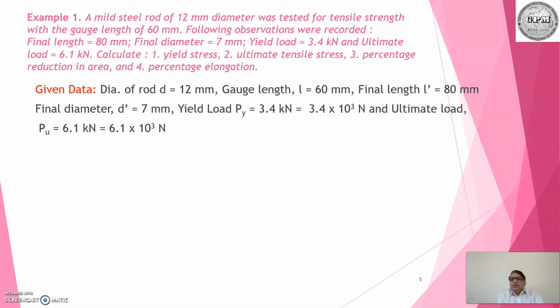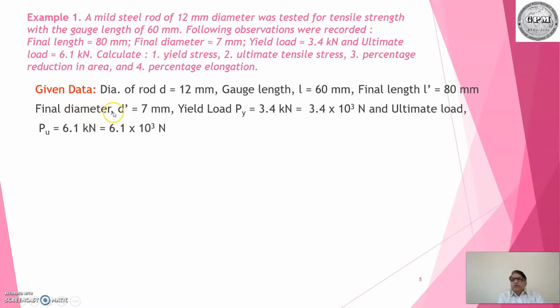So here the given data: the diameter of the rod D is equal to 12. Gauge length, that is the actual length, is equal to 60 millimeter. If it is given in meter, you take it in millimeter. So final length, L dash, is 80 mm. So L is for the actual length. Final diameter D dash.